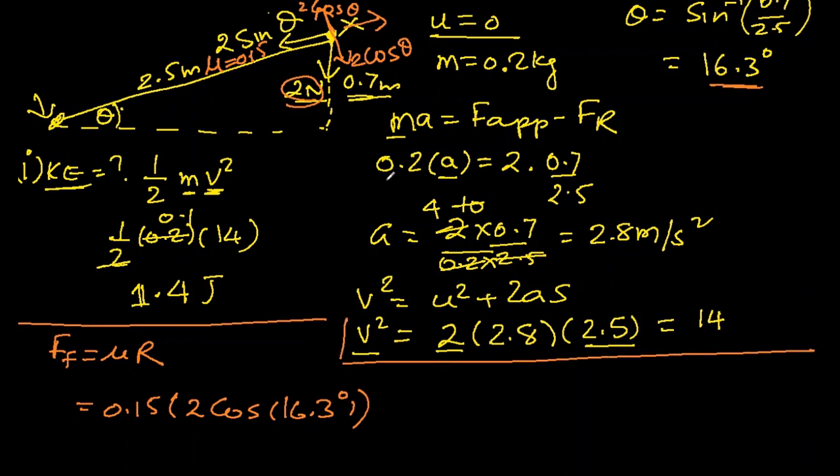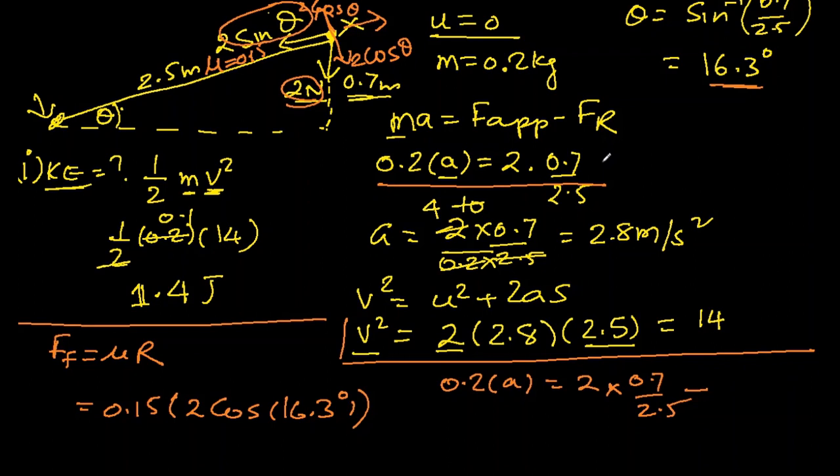All right, so just like in the previous part we found acceleration, let's find acceleration by this. So it will be 0.2a again, but this time it will be 2 times 0.7 over 2.5, which is this force, which is bringing it down. But there is a resistive force this time. Earlier there was nothing after this. Now there is a resistive force, which is, let's make it 0.3. 2 times 0.15 will be 0.3 cos 16.3 degrees.